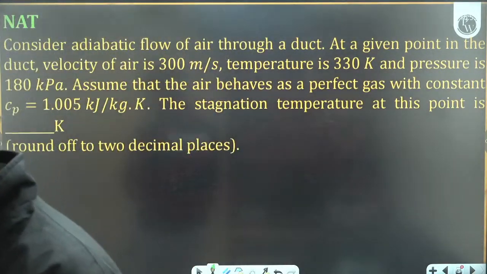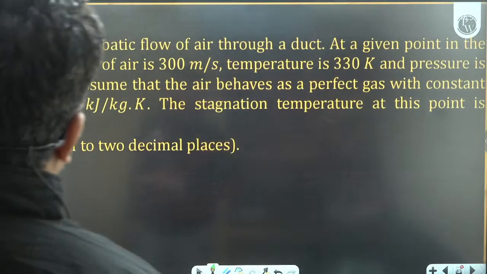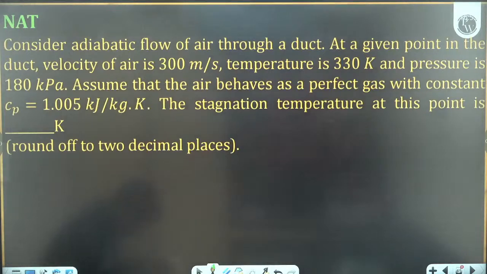Now let's go to the questions of compressible flow. Okay, so we have now a few questions of compressible flow. So quickly calculate. Consider adiabatic flow of air through a duct. At a given point in the duct, velocity of air is 300 meter per second, temperature is 330 Kelvin, and the pressure is 180 kPa. Assume that the air behaves as a perfect gas with a constant Cp. The stagnation temperature at this point is.